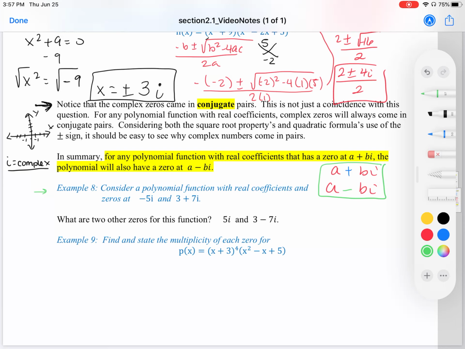Example A: consider a polynomial function with real coefficients with the zeros at 5i and 3 plus 7i. What other two zeros are in this function? So we have to consider this one to be written as 0 minus 5i. So therefore that would give us a positive 5i. And for the second one, I would just have to change the middle sign, so write it as a minus.